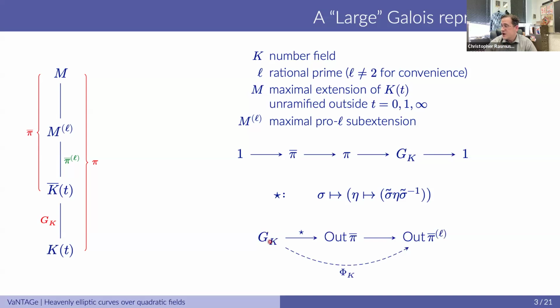That action I just described gives us a map from G_K to the outer automorphisms of pi bar, and we can factor through the appropriate characteristic normal subgroup to get the outer automorphisms of the pro-L version. Right? And from a geometric perspective, this extension is just cataloging and studying all of the coverings of the projective line that branch only over 0, 1, infinity.